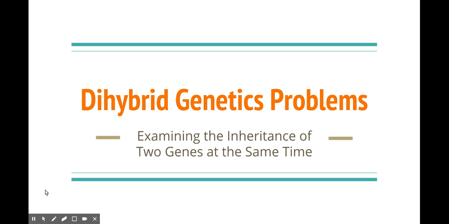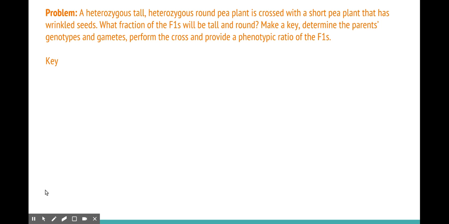Here's a problem that we're going to look at. A heterozygous tall, heterozygous round pea plant is crossed with a short pea plant that has wrinkled seeds. What fraction of the F1s will be tall and round? Make a key, determine the parents' genotypes and gametes, perform the cross, and provide a phenotypic ratio of the F1s. Wow, there's a lot to do.